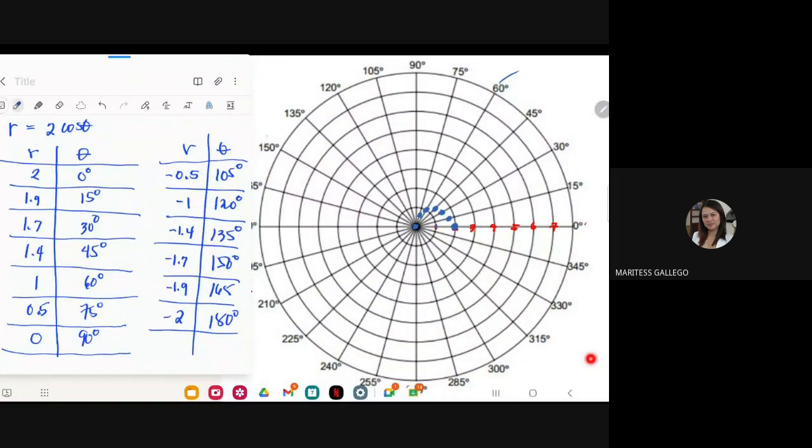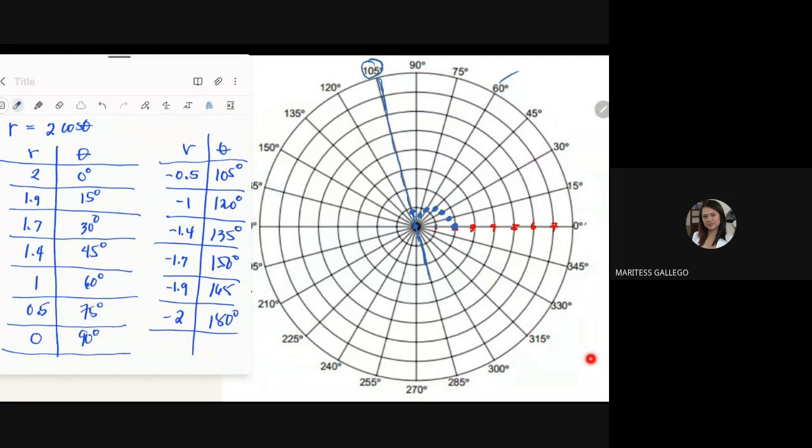Ito yung 105 degrees. So, yung mga nandito, positive yan. The opposite is negative. So, ibig sabihin, sa halip na 0.5 dito sa taas, hindi dyan i-plot, kasi positive yan eh. Dapat sa kabila. Saan yung kabila? Kabila ng 105. Nandito tayo. Sa kabila niyan is nasa 285. So, i-plot natin yung 0.5.